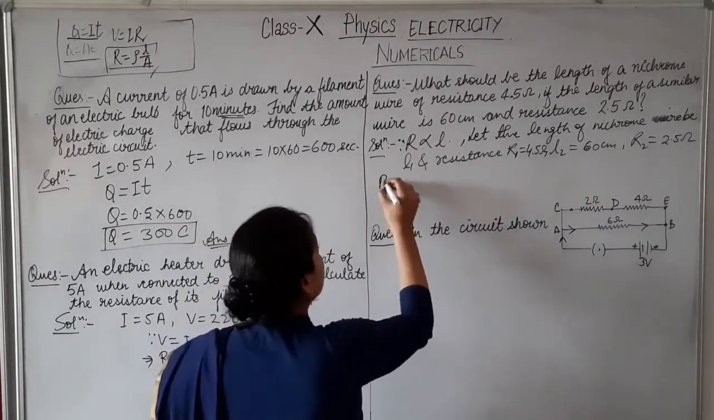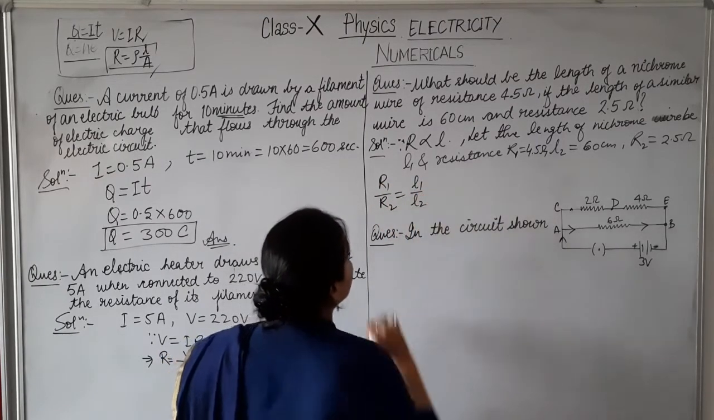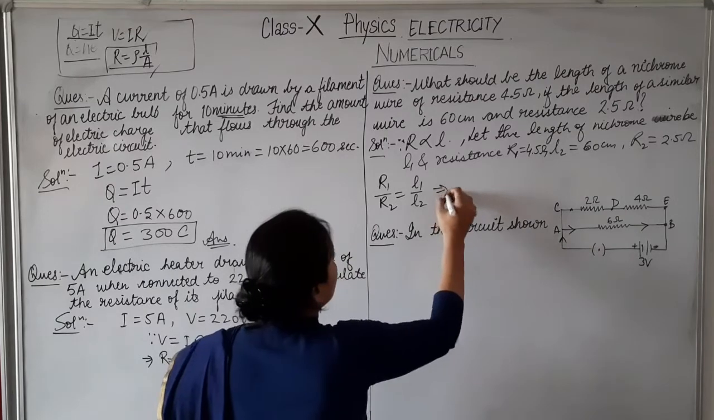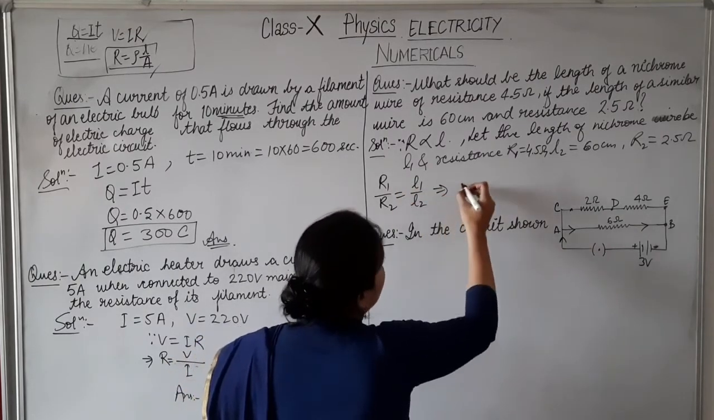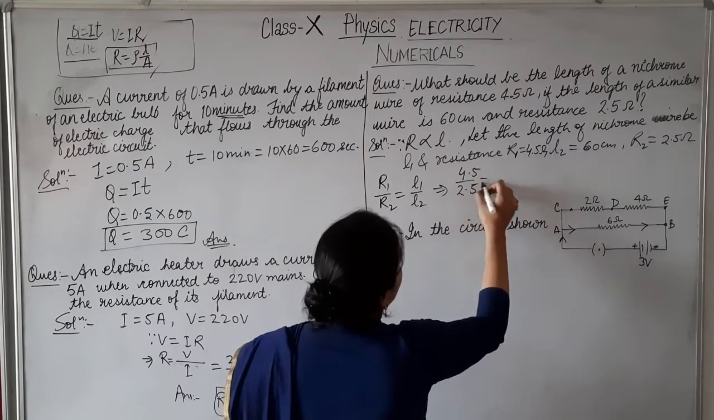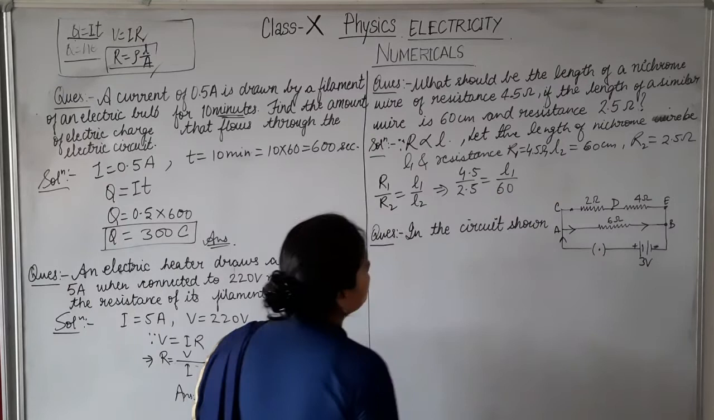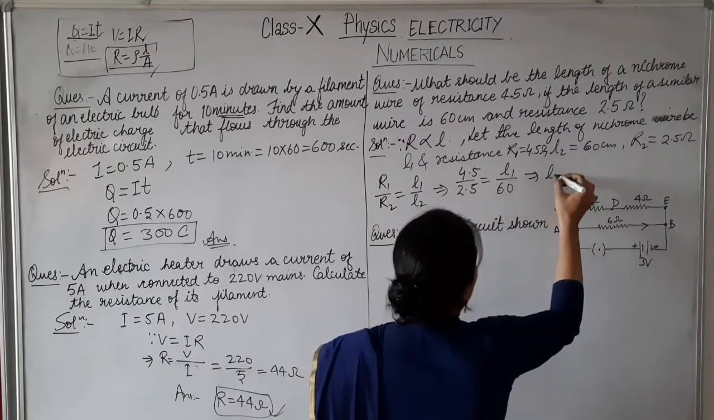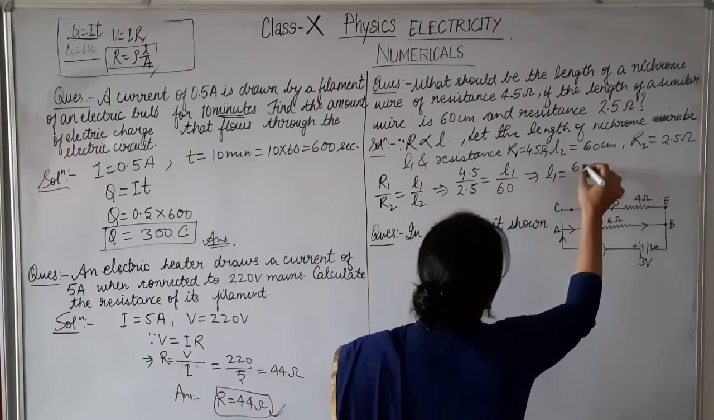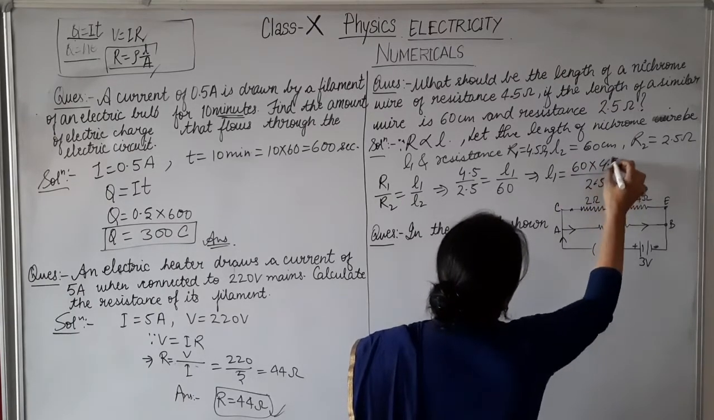We know that R1 upon R2 will be equivalent to L1 upon L2. Putting the values of each of the known terms, what we will get? We will get 4.5 upon 2.5 is equal to L1 upon 60. By cross multiplication, we can find out that L1 is equal to 60 into 4.5 upon 2.5.